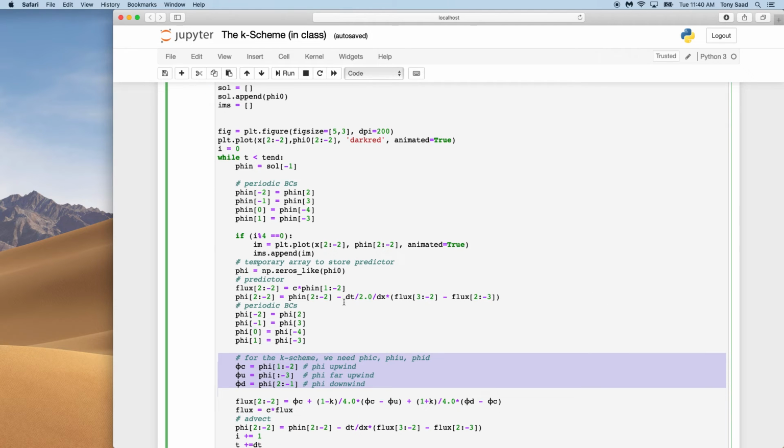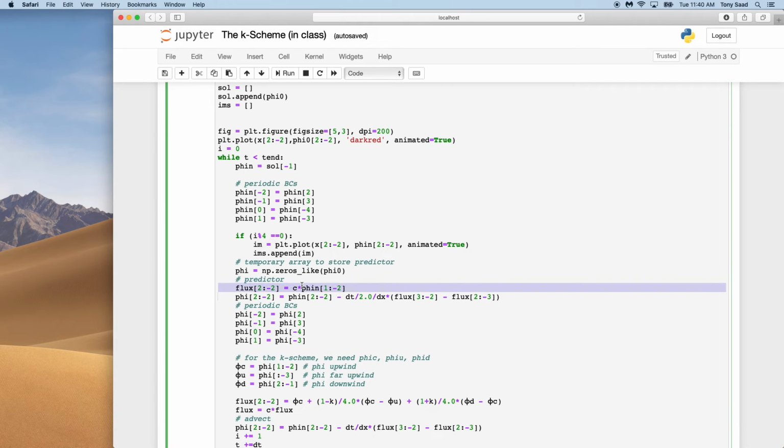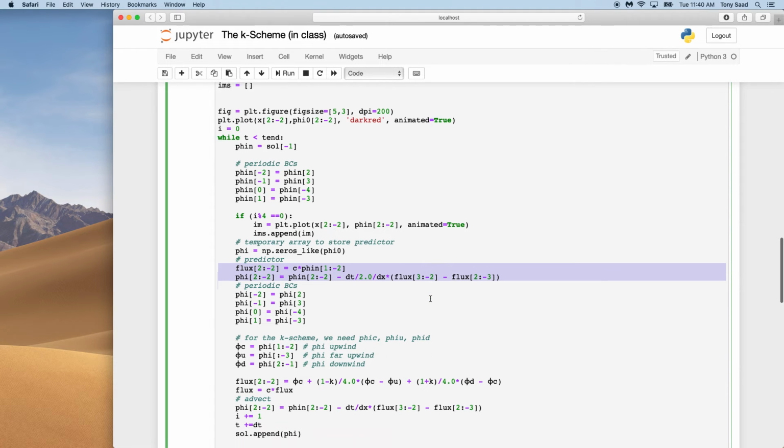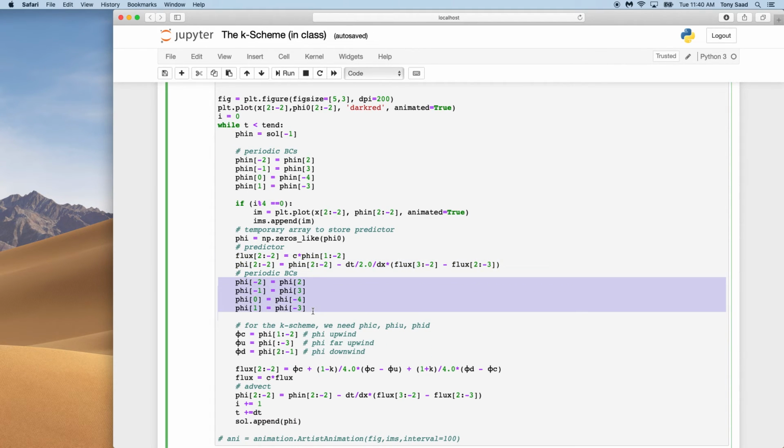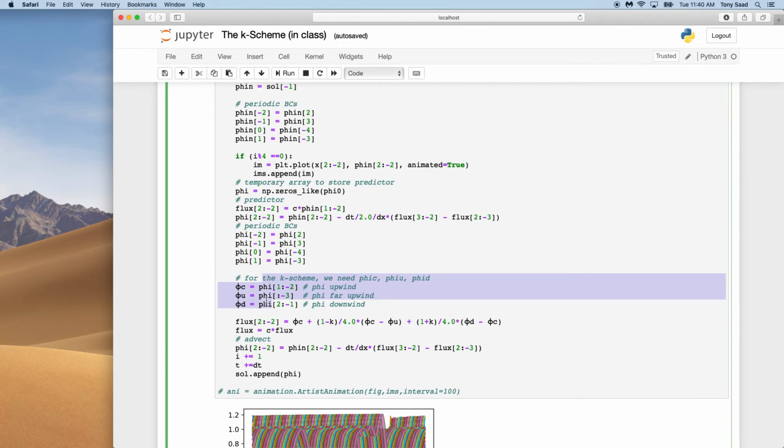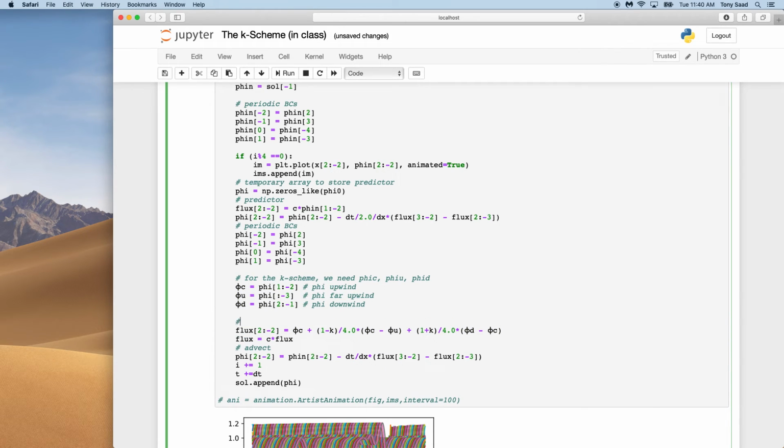So if you remember, this is the predictor, and it's just an upwind scheme. We do the predictor, flux east minus flux west. We sorted through the numbers last time, so we don't have to go through them again. And we apply periodic BCs on the predictor. Now we define the phi upwind, downwind, etc. Now this was the K scheme. Now this is where we're going to define our ratio of successive gradients. Compute R, ratio of successive gradients. This one's easier for me to see.